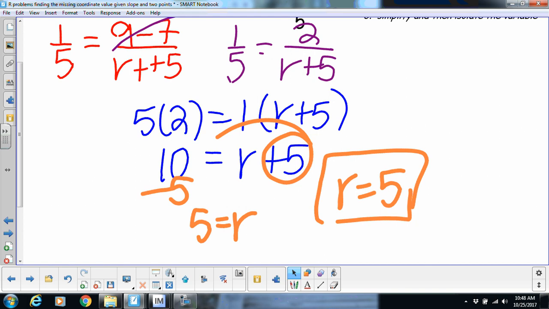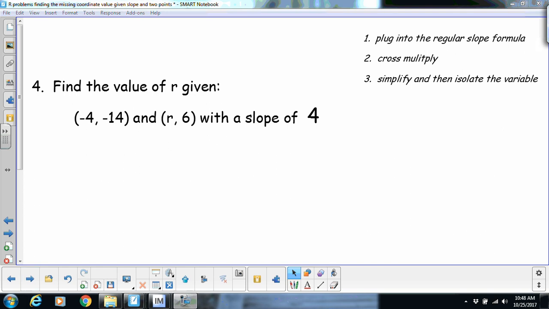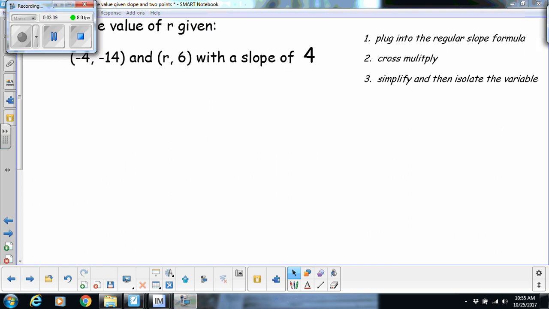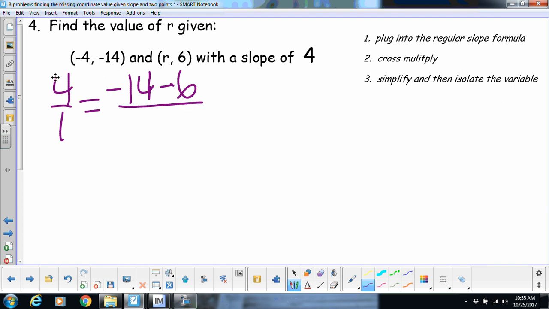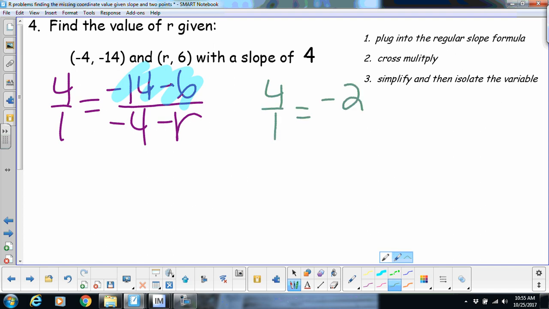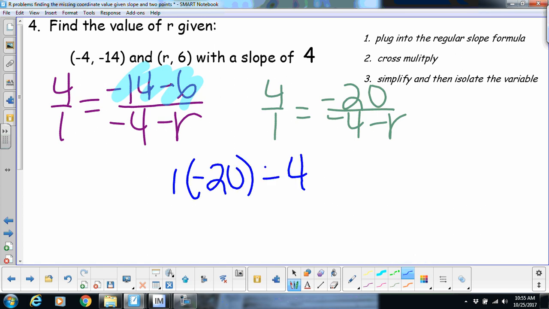All right. Which one was that? So I got 2 more on the front side. Okay. Go ahead and take a minute and try those 2. Number 4. Okay, started with what? 4 over 1 equals. Okay, negative 14 minus 6 is. Okay, so 4 over 1 is going to equal negative 20 over negative 4 minus r. Okay, so that gives you 1 times negative 20 and 4 times negative 4 minus r.